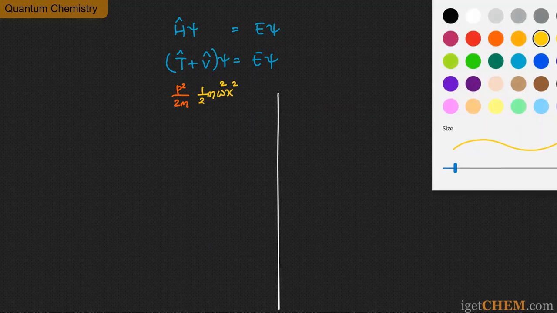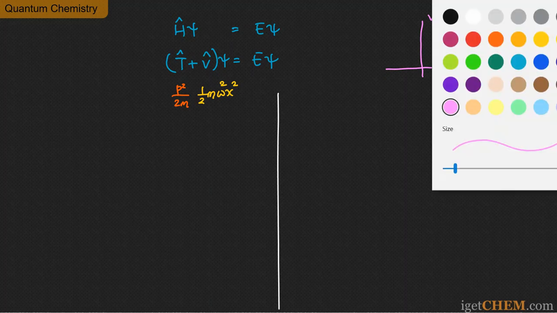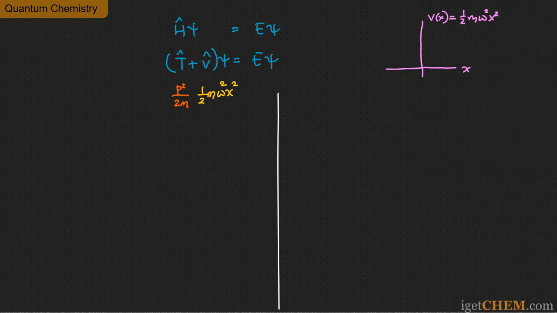So I'm going to see if I can draw a function of the potential energy. So again, this is 1/2 m omega squared x squared. So what that really looks like is simply a parabola. So basically it looks like that. And the parabola, of course, is symmetric with x because of this x squared right there.